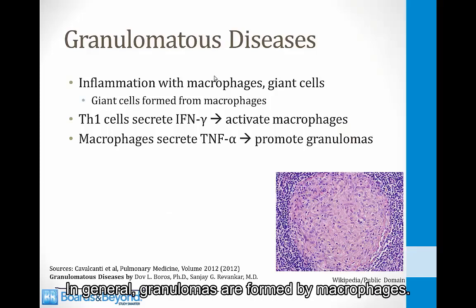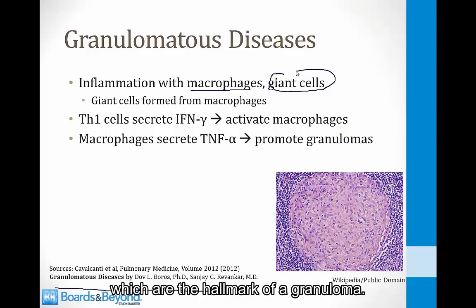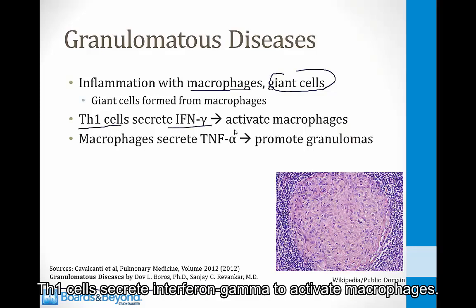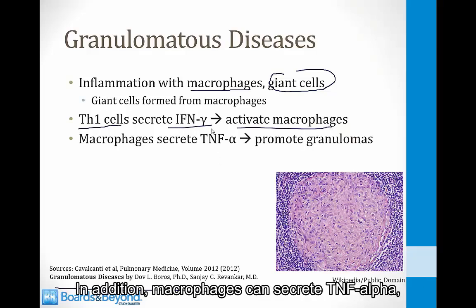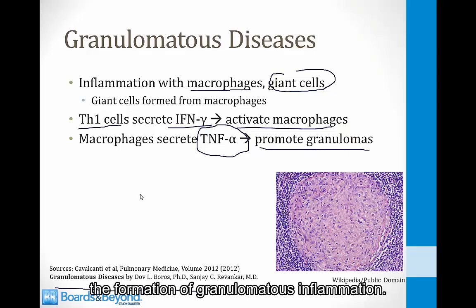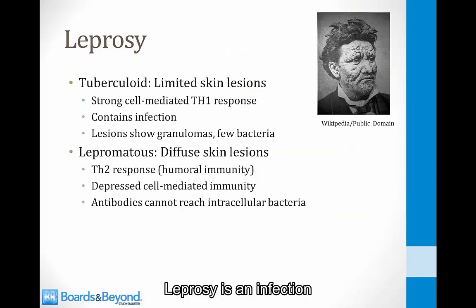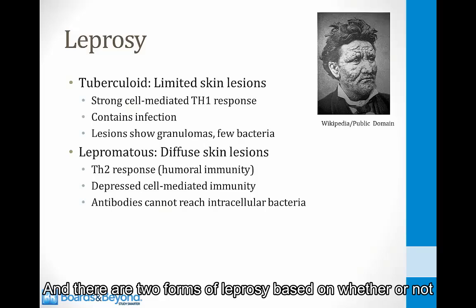In general, granulomas are formed by macrophages, and as you may know, macrophages develop into giant cells, which are the hallmark of a granuloma. In the classic granuloma formed in tuberculosis, Th1 cells secrete interferon gamma to activate macrophages, and this contributes to the development of the granuloma. In addition, macrophages can secrete TNF-alpha, which is a very important cytokine that's been shown to promote the formation of granulomatous inflammation.